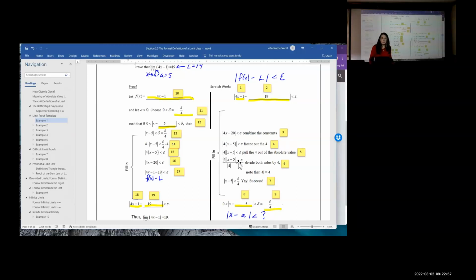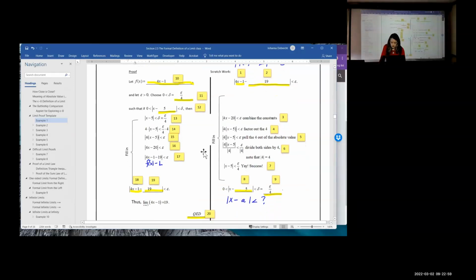That completes the proof, and we then restate it. Thus, the limit as x approaches 5 of 4x - 1 is 19. And then we put QED at the bottom to indicate the end of the proof. So you have two sides. You have a scratchwork side, where the work is really happening to find the value of delta depending on epsilon. And then the formal stylized side just sets things up in the appropriate order to do the proof.